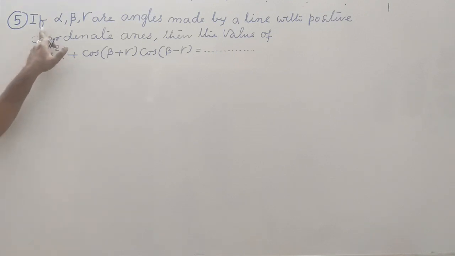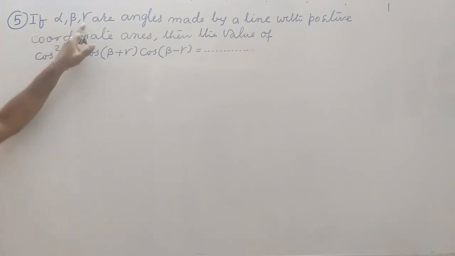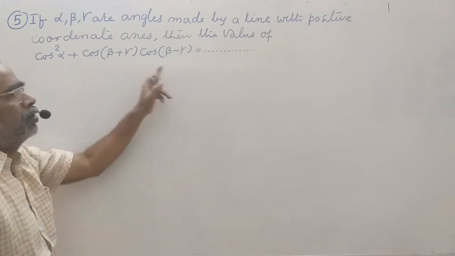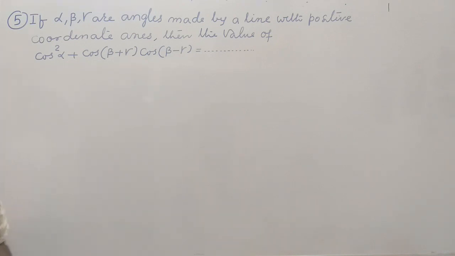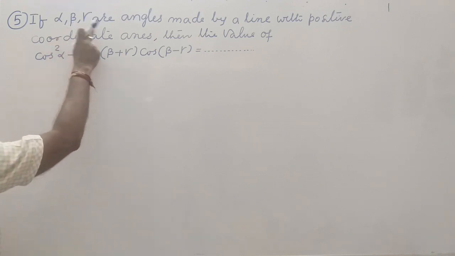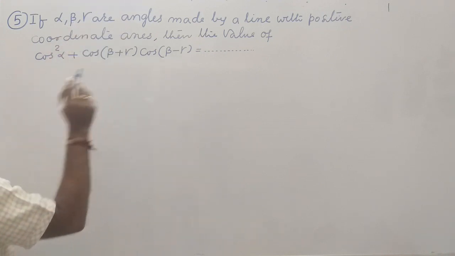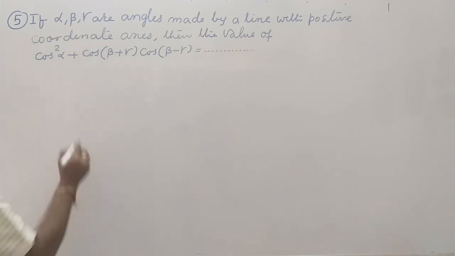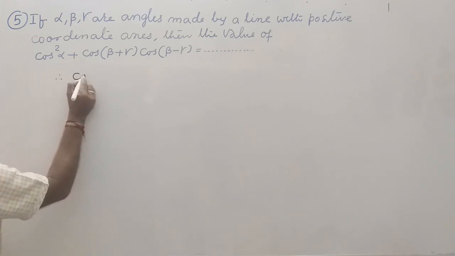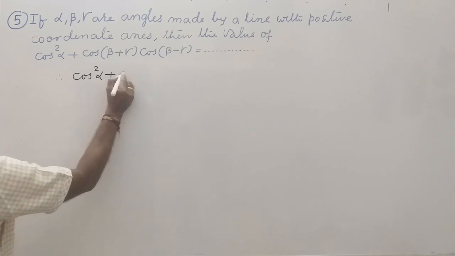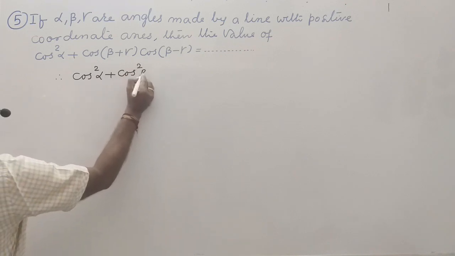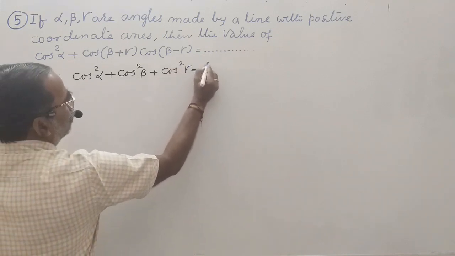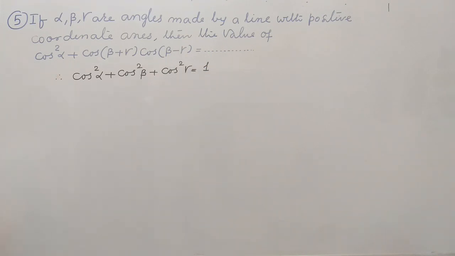Yes. Please see the next question. Question number 5. If alpha, beta, gamma are angles made by a line with the positive axes, then what is this value? It is a numerical value type question. Alpha, beta, gamma are angles made by a line with the axes. Therefore, cos alpha, cos beta, cos gamma will be DCs of that line. Therefore, we have cos square alpha plus cos square beta plus cos square gamma is equal to 1. This is known. We have seen in concepts, right?